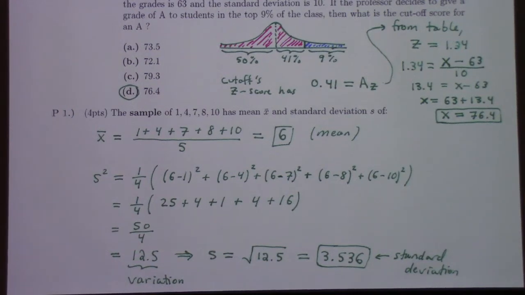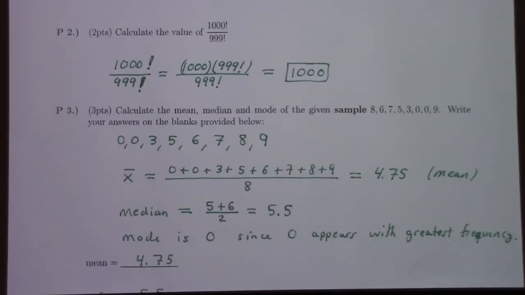All right, so let me go back here. Problem 2, I gave you guys a giant hint about on the board. Remember, 500 factorial is 500 times 499 factorial. What you've got to do here, because your calculator won't do this, it's too big for the calculator, is use the properties of the factorial. So 1000 factorial is 1000 times 999 factorial, and these cancel, and you're left with 1000.